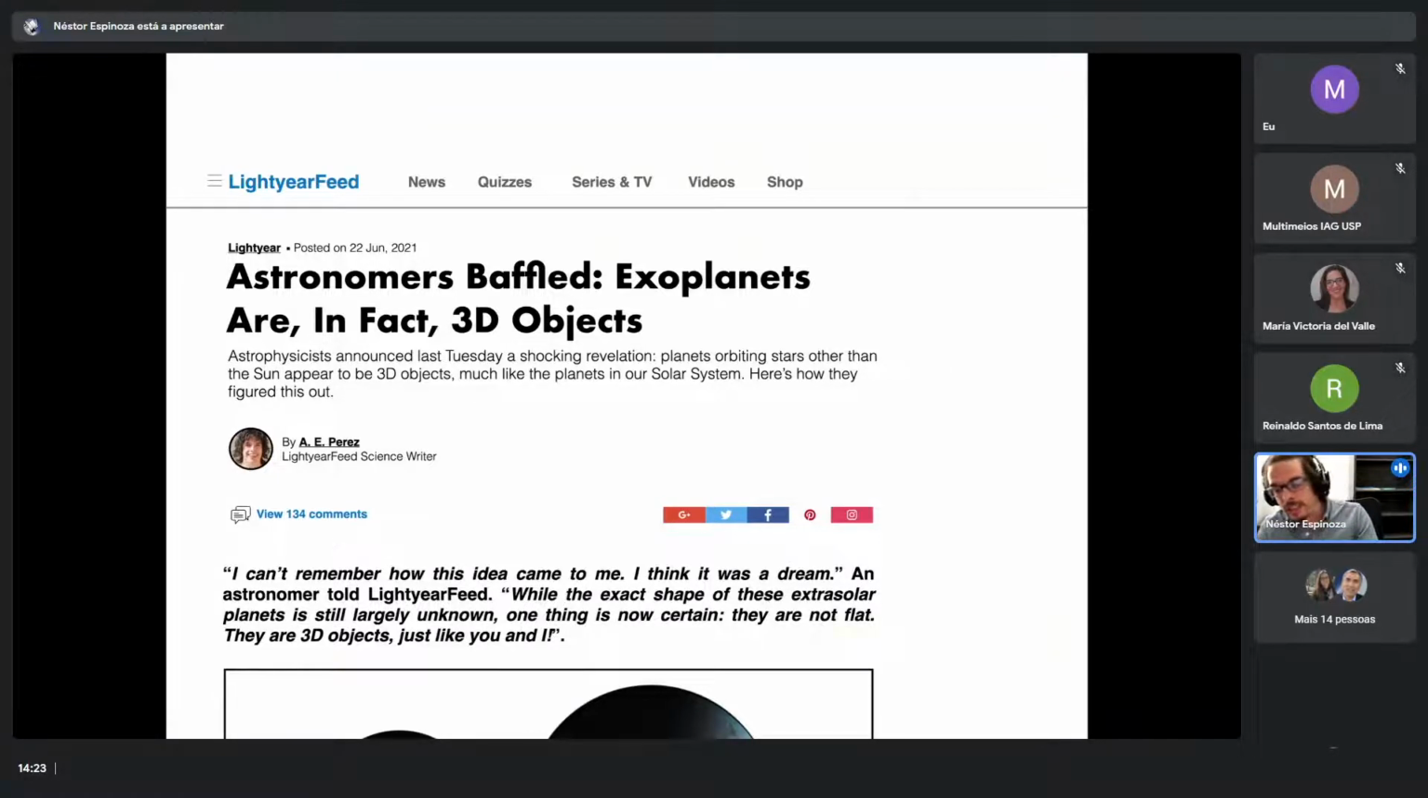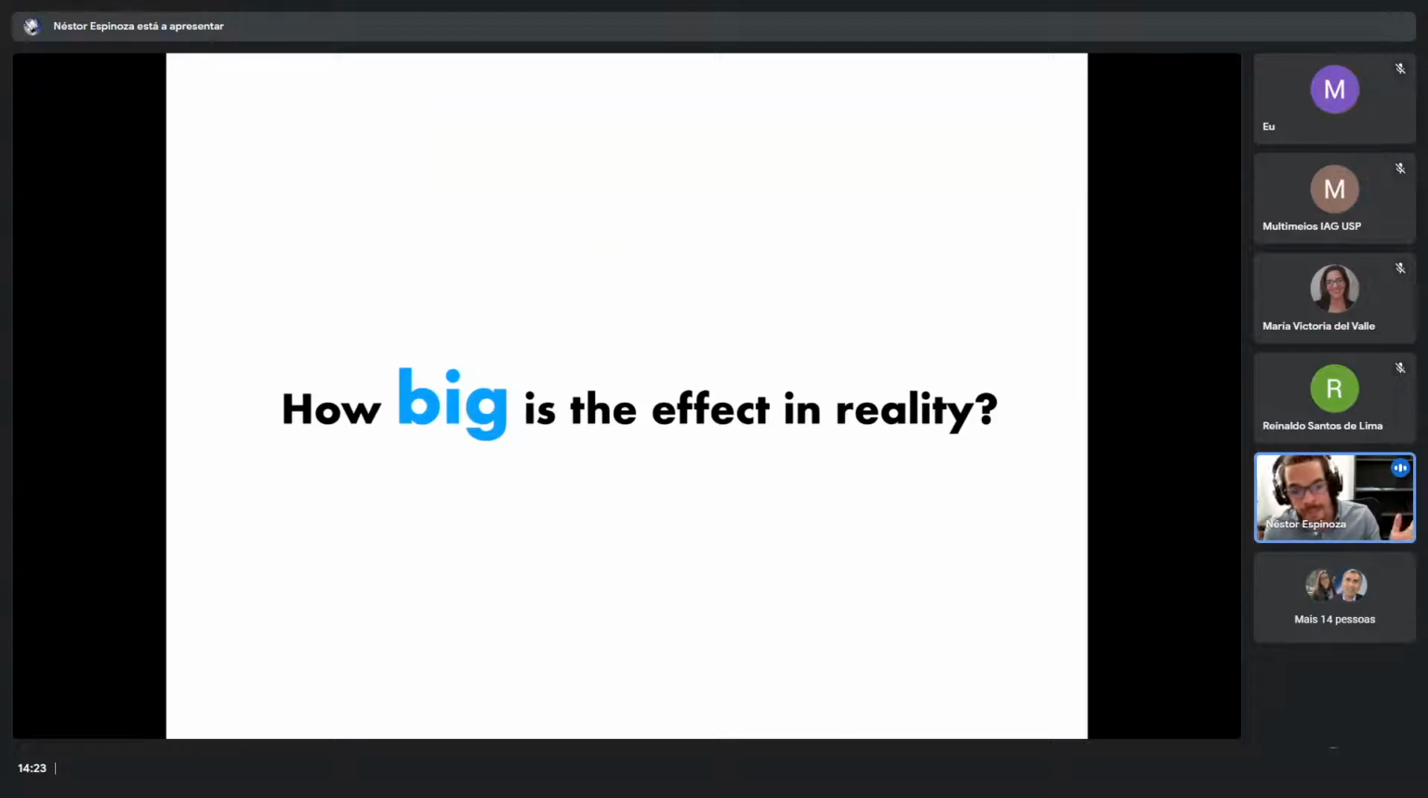From theory, it seems like it's a big deal. Can we observe this? That's the big question. How big is this effect in reality? That is the main motivation that led me to work on this and to lead a team that is doing this kind of work, to actually measure how big this effect is in reality.